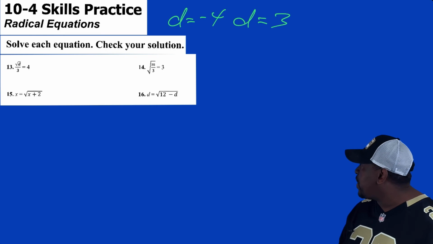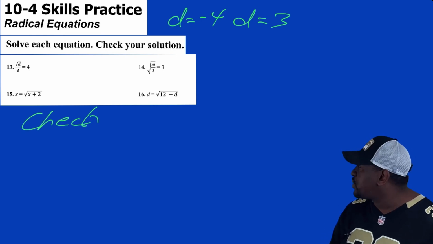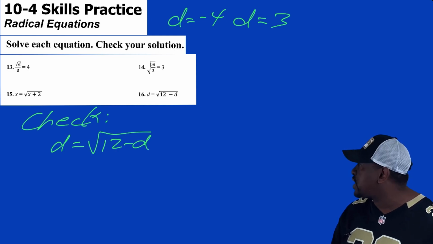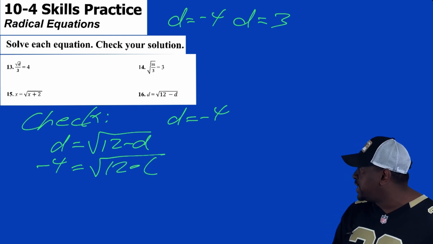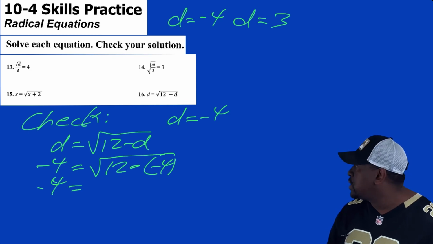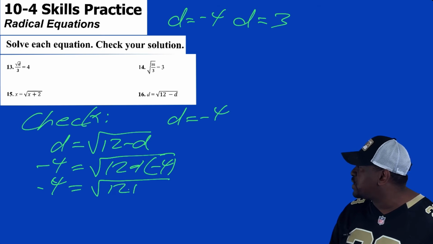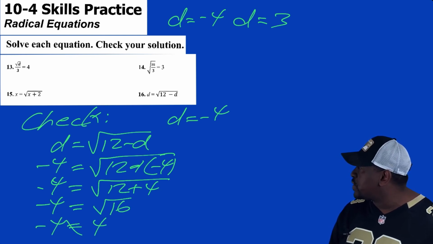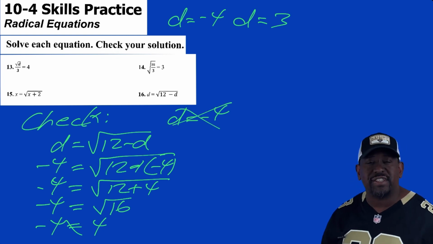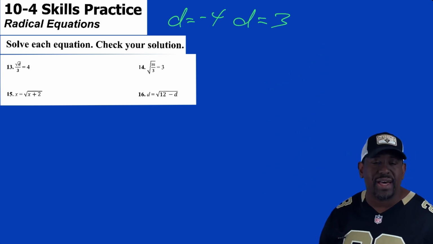So we're going to write the two answers there. We get rid of our work for solving, and now we need space to check. So we write the original equation. We'll start with the first value, d equals negative 4. We substitute that into both values of d. You get negative 4 equals the square root of 12 minus negative 4. 12 minus negative 4 is basically 12 plus 4, which is equal to 16. The left side is negative 4. On the right side, the square root of 16 simplifies to 4. Since they're not equal, we know that d equals negative 4 is not a valid solution.